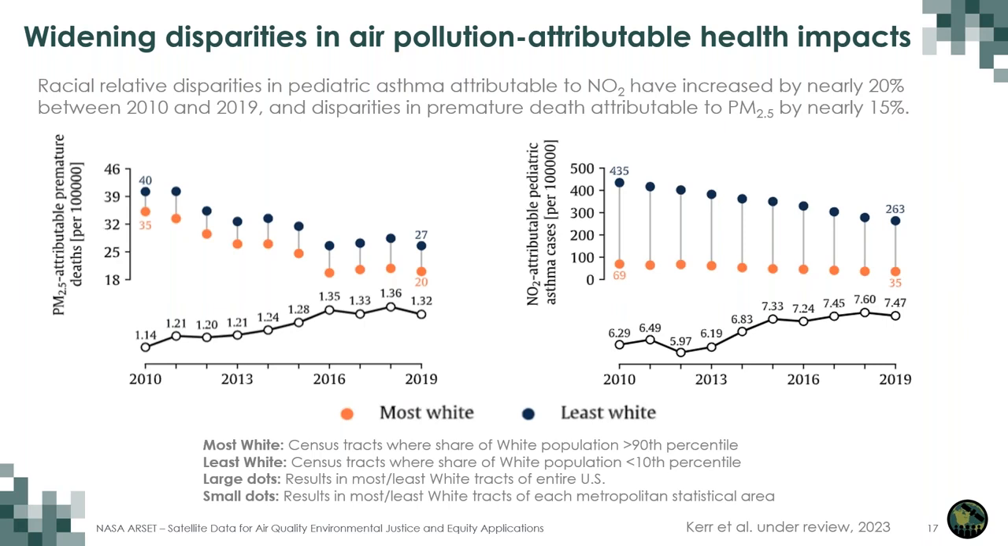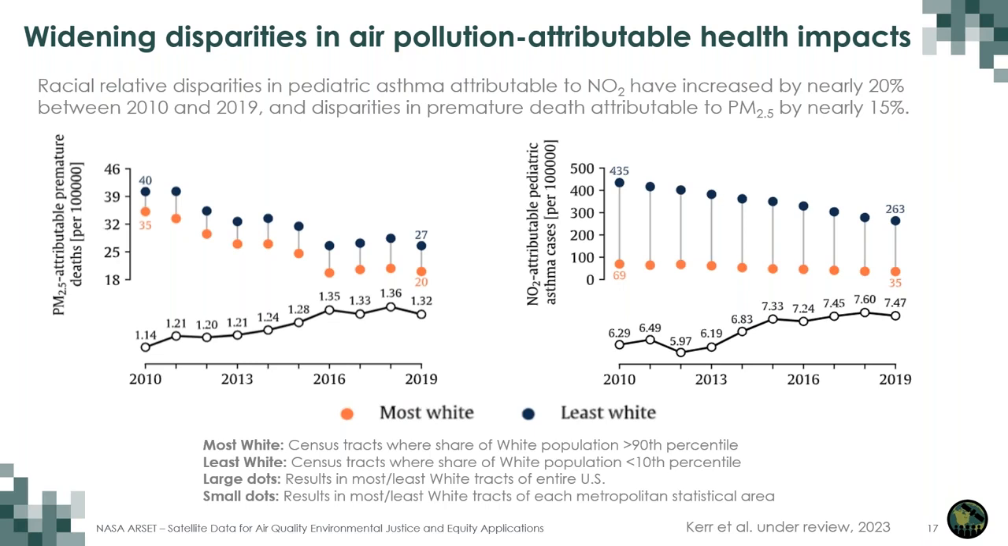On the right-hand side here, we have the NO2 attributable health impacts, pediatric asthma cases per 100,000. We also see that those are going down over time, but we still have quite a bit of disparity. In fact, much more disparity for NO2 attributable health impacts compared with PM2.5 attributable health impacts. Here for NO2, we have a ratio of about 7.5. That is, the NO2 attributable pediatric asthma cases per 100,000 are about 7.5 times higher for the least white census tracts across the United States compared with the most white census tracts. And those relative disparities are increasing as well.